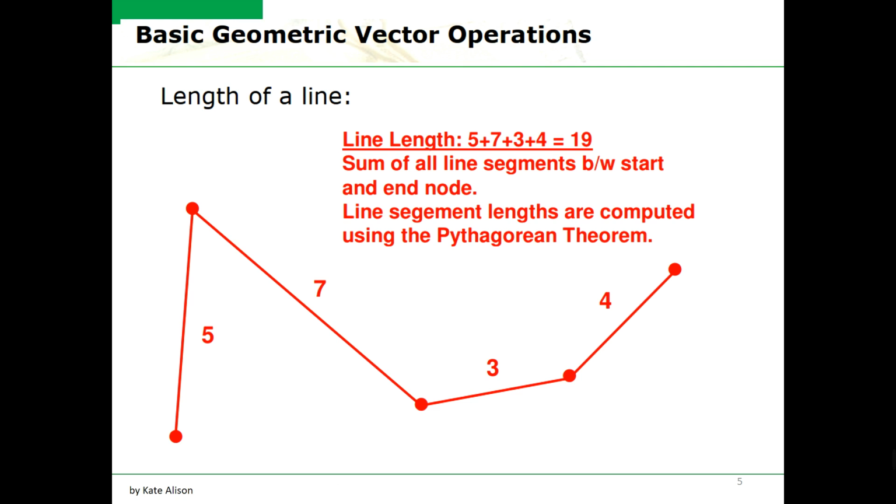In this example, we have a line that consists of four distinguished segments, which have distances 5, 7, 3, and 4. In order to compute the length of this line, the sum of all line segments from the start to end node is computed. And line segment lengths are computed using the Pythagorean theorem.